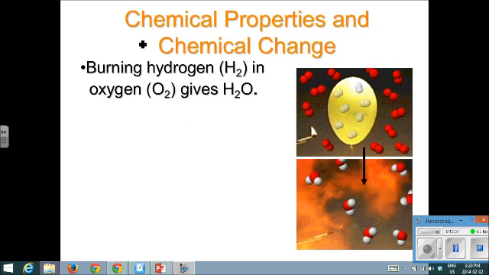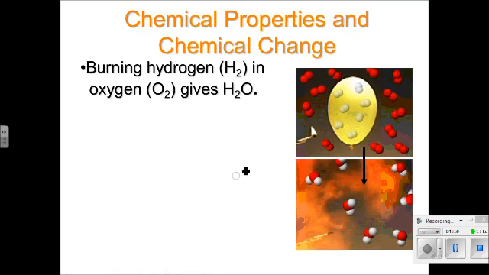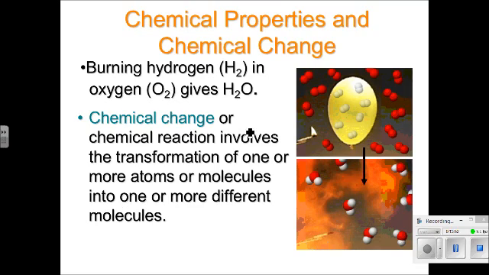So the difference between a chemical property and a chemical change: this is an example of a chemical property. If you burn hydrogen, so hydrogen burns in oxygen to give water, that is an example of a property. A change involves the transformation of one or more atoms into one or more different molecules. That's an example of a chemical change.